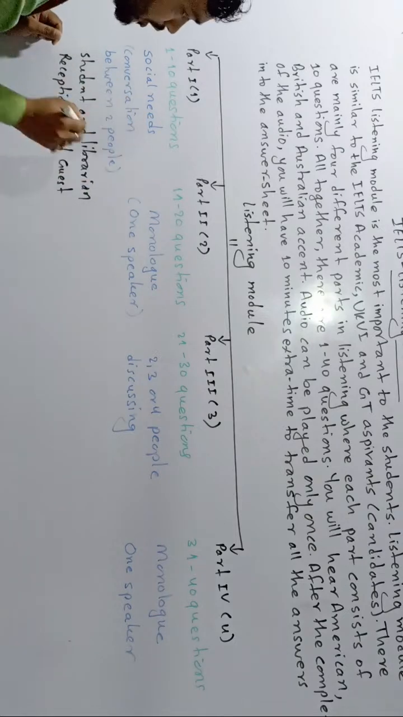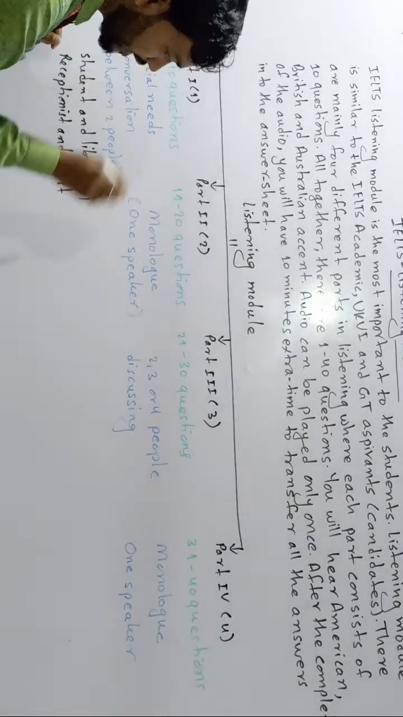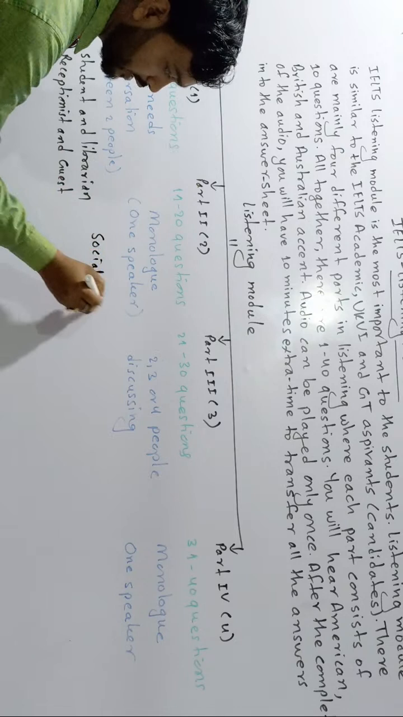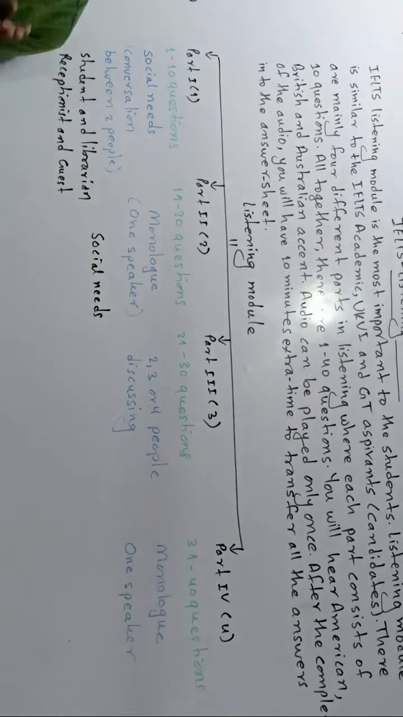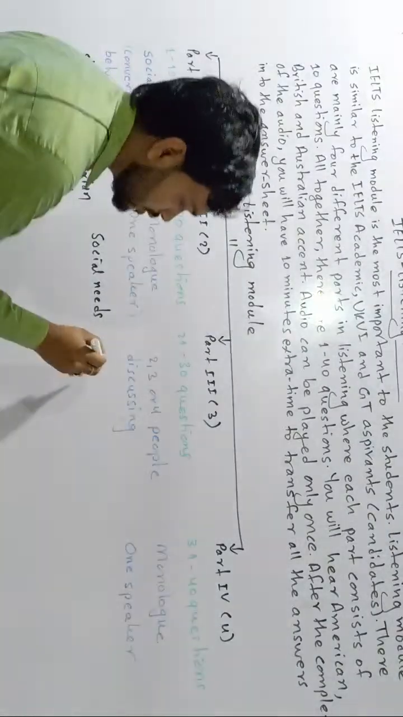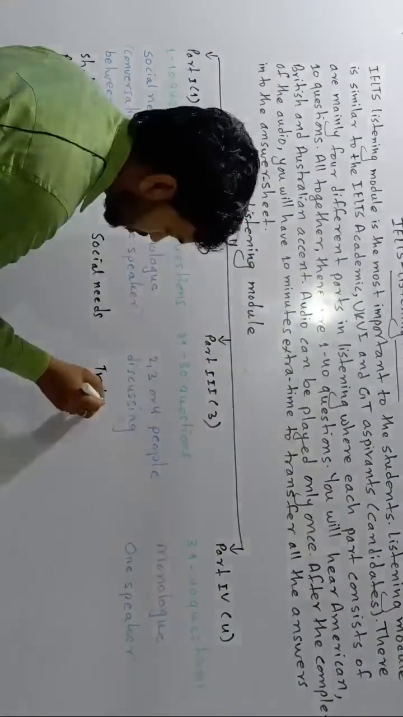Likewise, in part 2 you will find the same topic, social needs, where the topic is about daily uses. So maybe the person is talking about some advertisement, about a hotel, about land, about any place, or products to sell in the market. And part 3 is about a training situation.